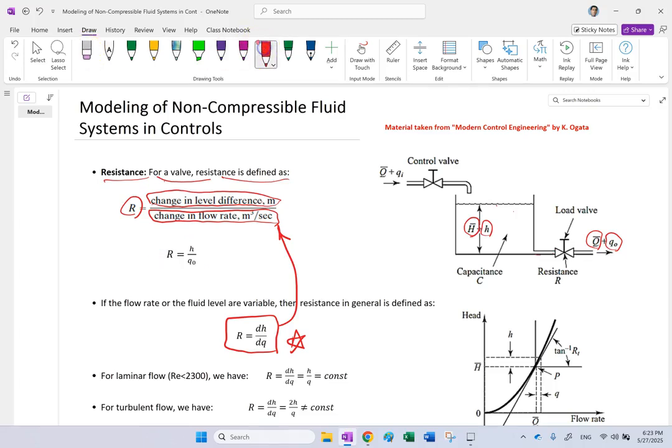So you see, this formula is the same as this one, because in this case, that H here is the change in the level, and that Q naught is the change in the flow rate. So they are basically very similar, right? So you see that although here you don't have a D, inside that H and inside that Q naught there is a delta or there is a D. There are changes.